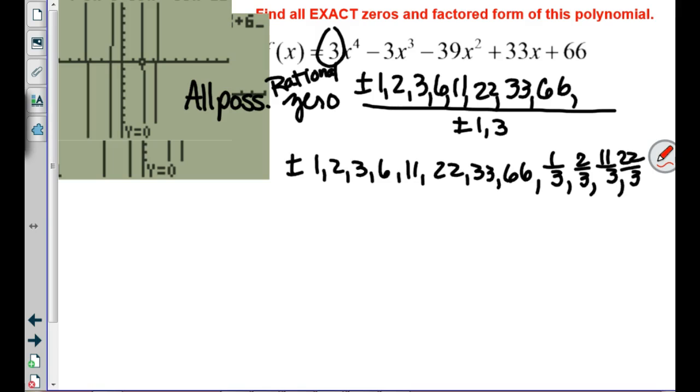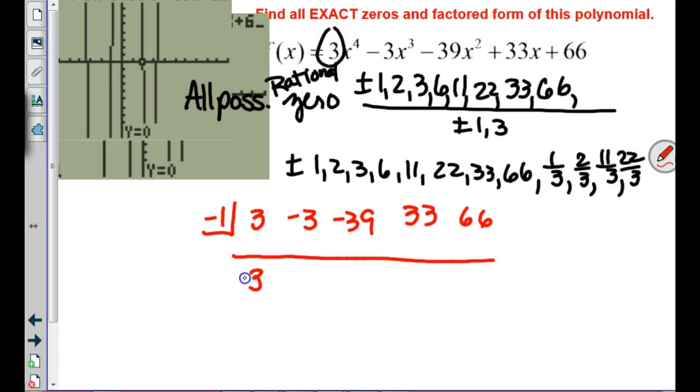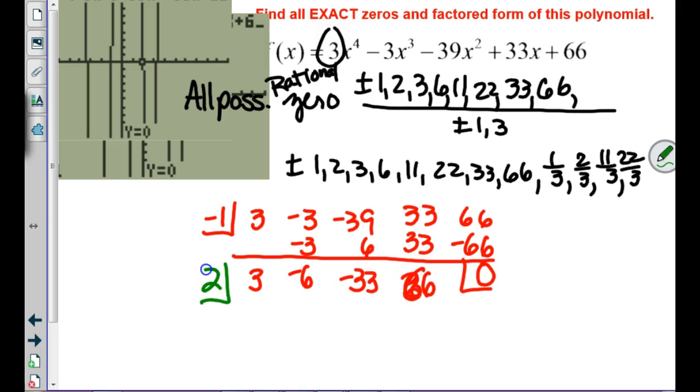So what were the 2 that we needed, guys? Oh, you guys are good. Okay, -1, and it doesn't matter what order we do it in. Synthetic division: 3, -3, -39, 33, and 66. Okay, who's got a calculator? Bring this down. -1 times 3 is -3. -6 times -1 is 6. -33 times -1 is +33. 66 times -1 would be -66, 0. What was the other one? +2. Okay, bring down 3, that would be 6, 0, 0, -33, -66, 0.